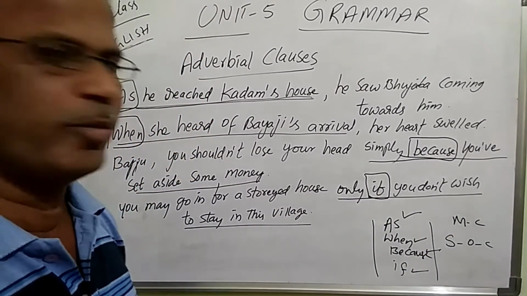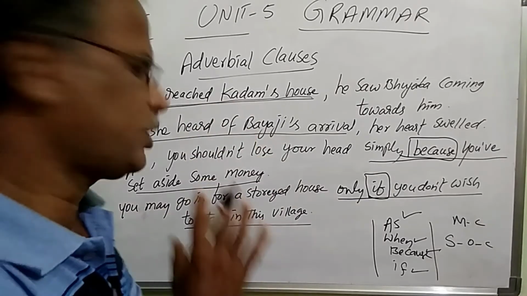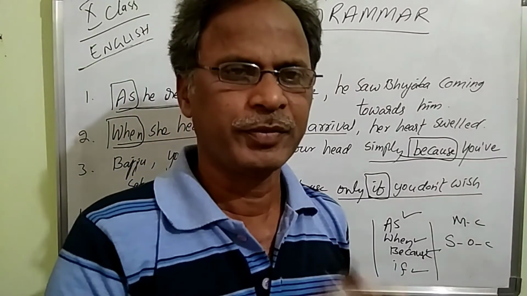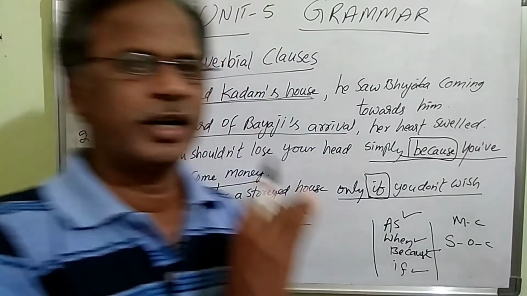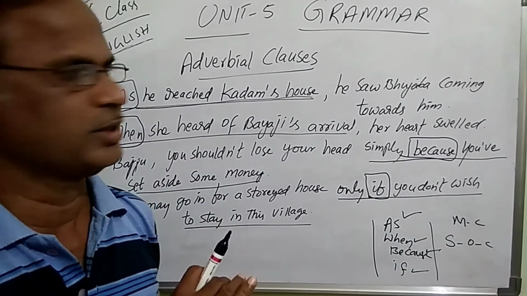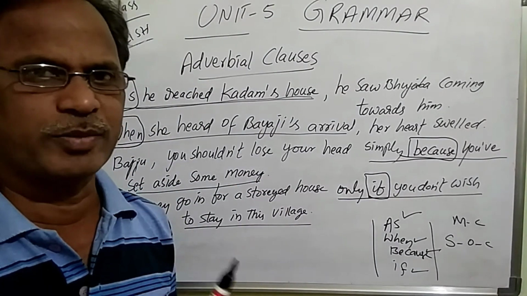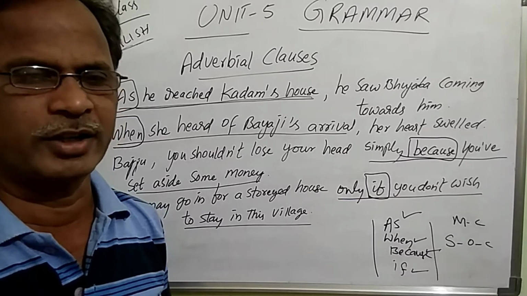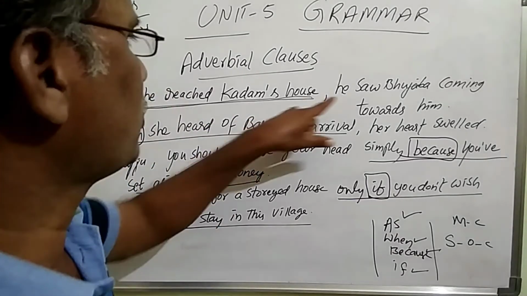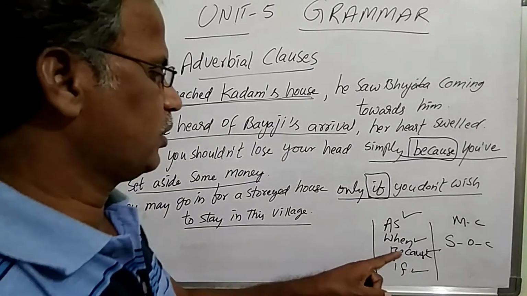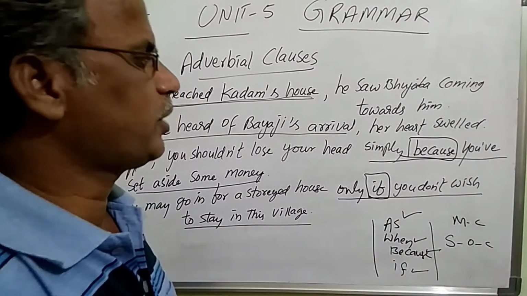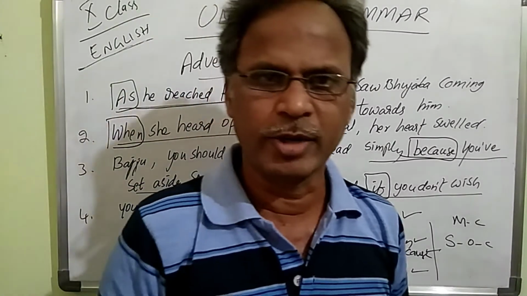What do we call them? Adverbial clauses. So in these four sentences, you have come to learn that a main clause and a subordinate clause are there in each and every sentence. If you have clarity about what the main clause and subordinate clause are, then it is easy. Those are combined with as, when, because, and if, and that part of the clauses is called the adverbial clause.